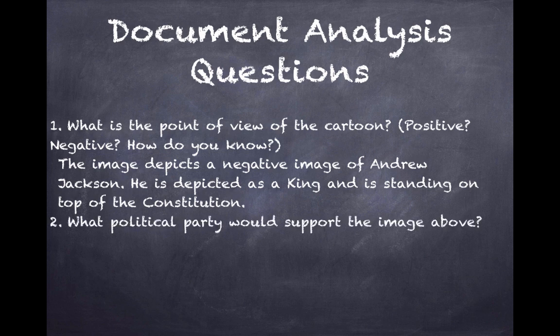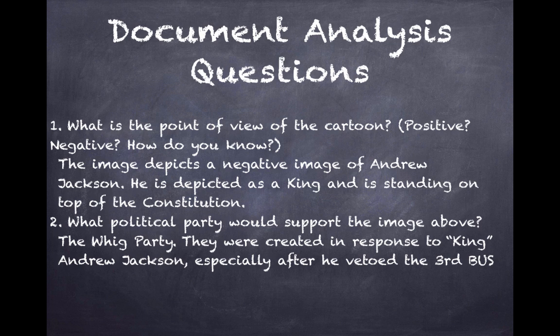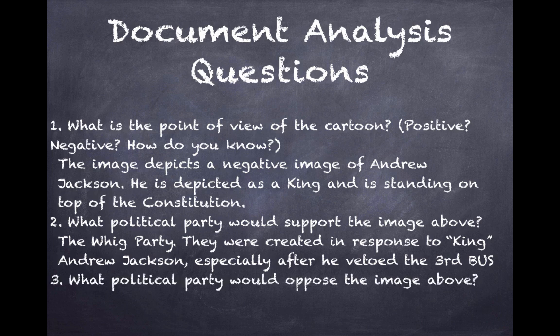What political party would support the image above? The next question you should be thinking about when analyzing documents is who would support this, who would not support this. So this would obviously be somebody who is against Andrew Jackson. Gee, what political party was against Andrew Jackson? You know it. It is the Whig Party, and they were created in response to King Andrew Jackson after he vetoed the Bank in 1832. So what political party would oppose the image above or go against the idea of Andrew Jackson being a king? That would be the Democratic Party, his own party.